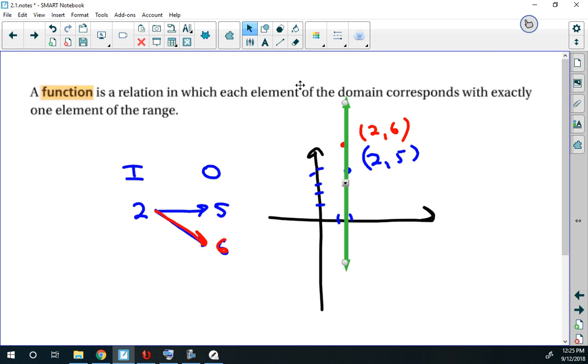The interesting thing is with the map, if we look at this map, what could we look for? What could we look for with a map to see whether it's a function or not? How many arrows from one input? If there's one arrow from one input, we're okay. But what happens if there's more than one arrow from an input? Then it's not okay.